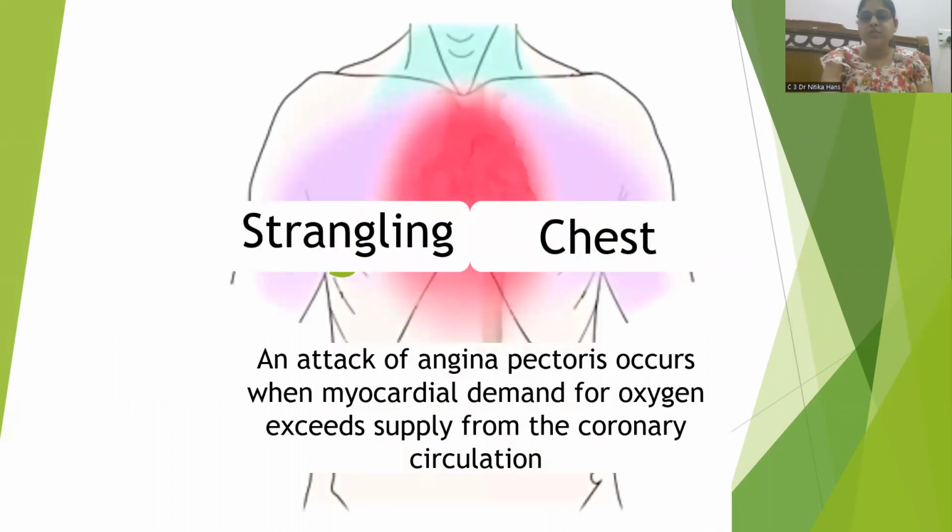Angina pectoris is strangling chest pain, and an attack of angina pectoris occurs when myocardial demand for oxygen exceeds supply from the coronary circulation. That means when the oxygen demand exceeds the oxygen supply, there is pain, and vasospasm of the coronary arteries. When demand exceeds the supply, that can lead to chest pain in the patient.